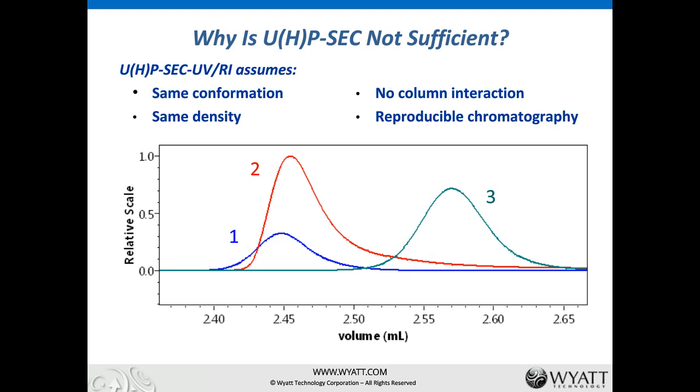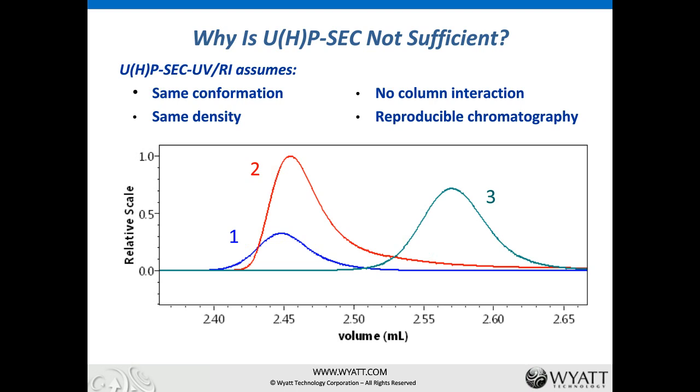That's because column calibration assumes the sample of interest has the same conformation and density as the standard used for column calibration. It also assumes there's no column interaction and chromatography is reproducible. In the real world, when one or multiple of those assumptions fail, then we will get a very wrong molecular weight.